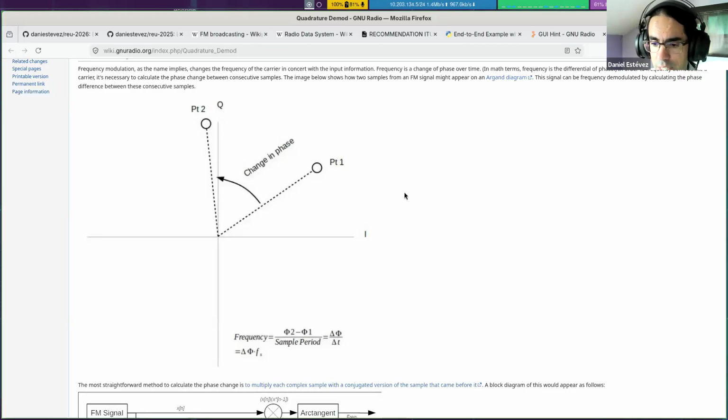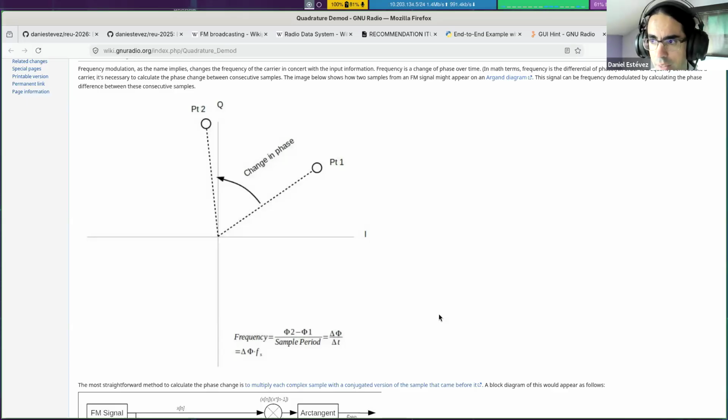The frequency of a signal, as this formula says, is basically the instantaneous change in phase of the signal. That's the physical definition. It's the time derivative of phase. One way to approximate this time derivative is by taking the difference of two consecutive samples and dividing by the sample period. That is a very simple way to approximate the derivative of a quantity.